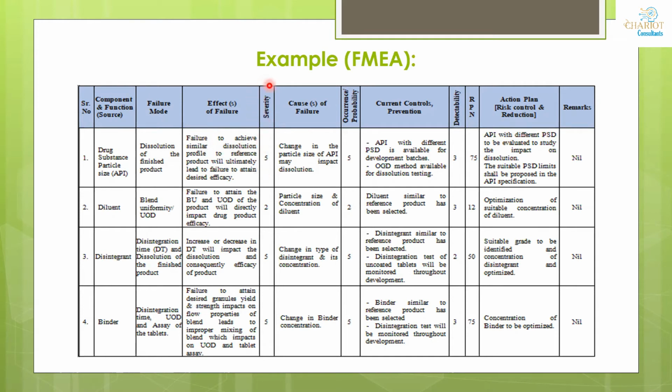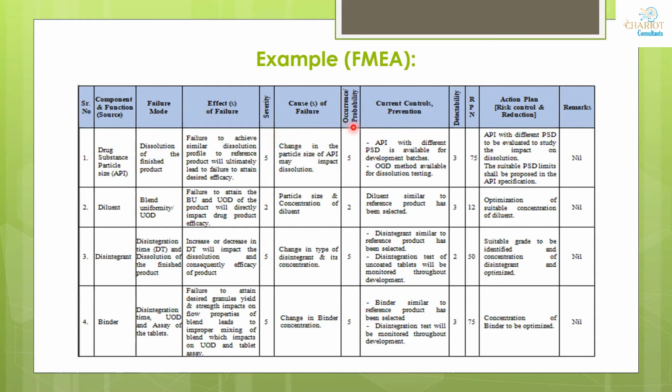So when we talk about severity, how severe is this if I am not getting my dissolution? I will rate it as 5, because it is very important. If I am not getting the desired particle size that I need, the severity will be high. It is very severe. The cause of failure: what can be the cause of failure? Change in particle size of API may impact dissolution. We are saying what failure we have, but why? What is the root cause behind that failure? It is because when we change the particle size, the dissolution will change.